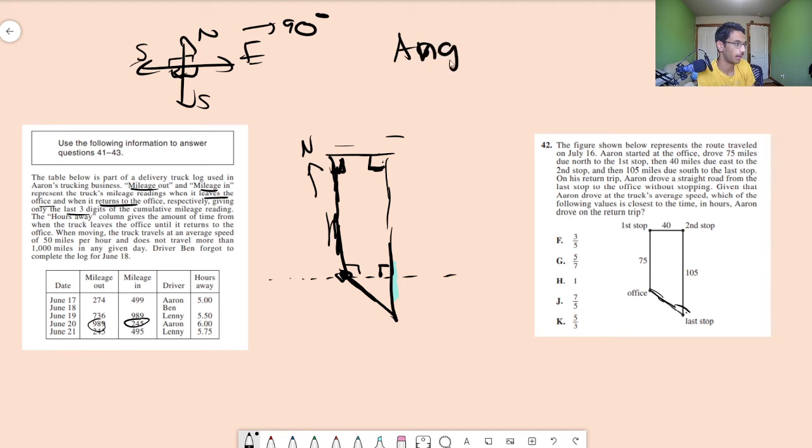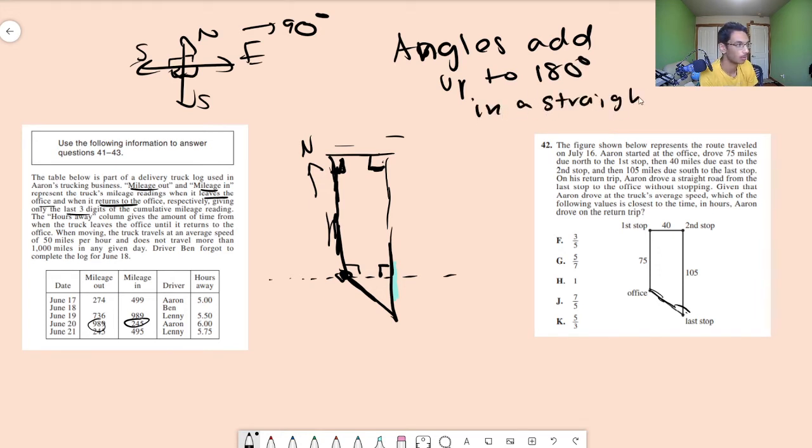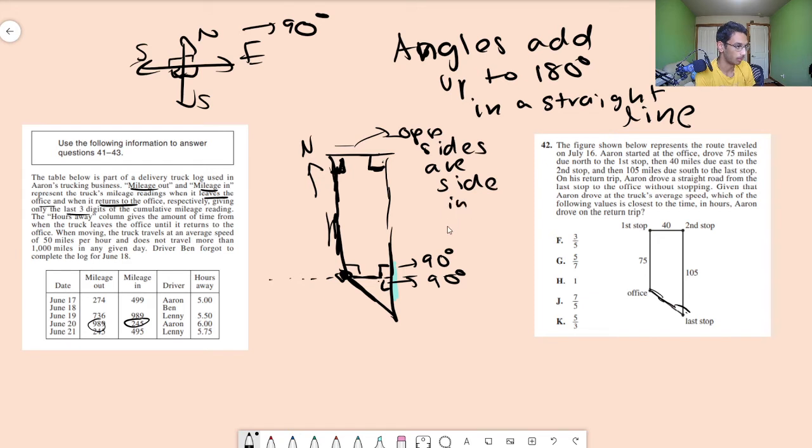Angles add up to 180 in a straight line. So if this is 90 degrees, then the total is 180 degrees, so this also has to be 90 degrees. And what we're left with, if you see very closely, is a 90-degree triangle. In a rectangle, opposite sides are the same.